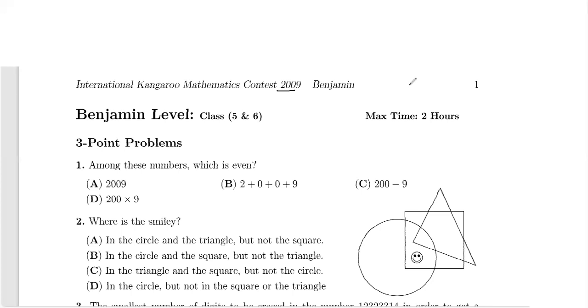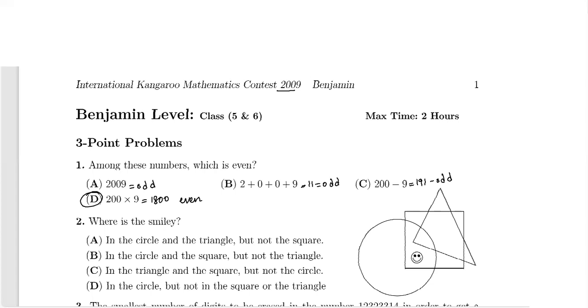Among these numbers, which is even? We have options A, B, C, D. So we know that 2009 is an odd number. If you add this, this will become 2 plus 9, which is 11. This is again an odd number. 200 minus 9 is 191. This is again an odd number. And 200 into 9 is 1800, which is an even number. So my answer is option number D. Then we move on to question number 2.